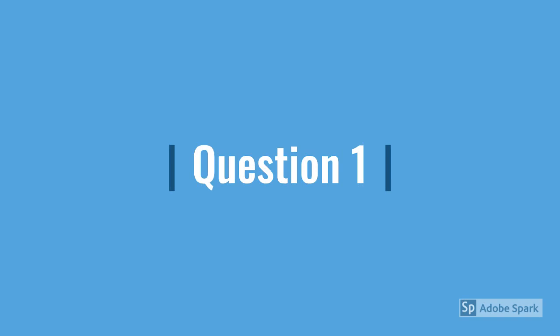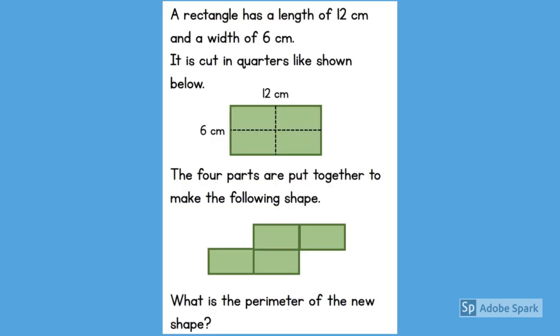Are you now ready for question number 1? Pause the video on the next slide while you have a go. A rectangle has a length of 12 centimetres and a width of 6 centimetres. It is cut in quarters like shown below. The 4 parts are put together to make the following shape. What is the perimeter of the new shape? Pause the video here and then we'll go through the answer.